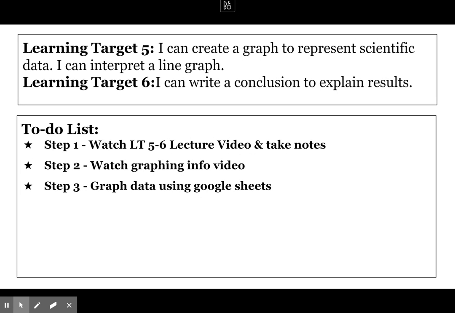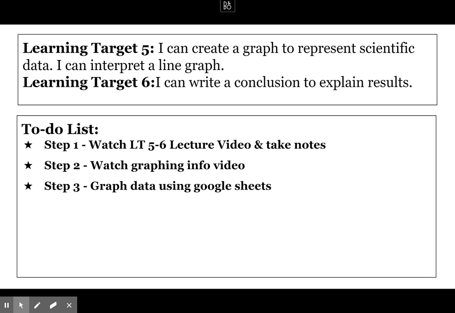And today we're going to get going on learning targets 5 and 6. Learning target 5 is I can create a graph to represent scientific data, and I can interpret a line graph. Learning target 6 is I can write a conclusion to explain results.